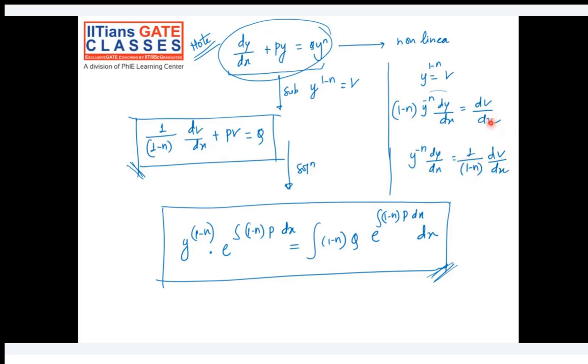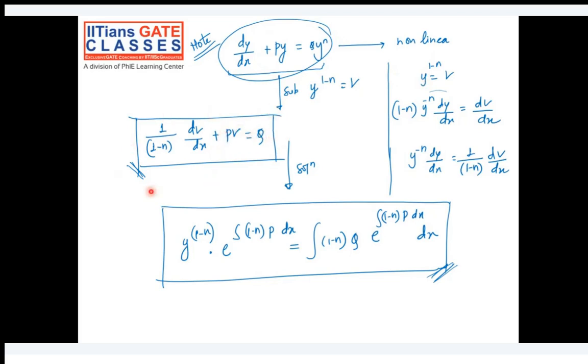Because if you divide the whole equation with y raised to power n, you will get the first term, 1 upon y raised to power n dy by dx, and for that this is the substitution. So ultimately, you can convert this first equation, the non-linear equation, to this form: 1 upon 1 minus n dv by dx plus p y divided by y raised to the power n, meaning p into y raised to the power 1 minus n, which will be v, right? So it is p into v, equal to q. I hope you understood how this equation is written.